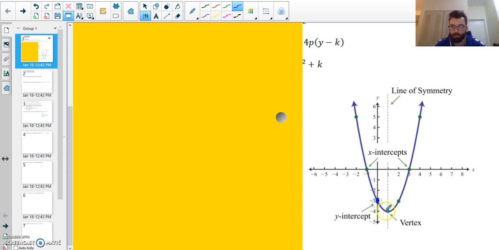This is my y-intercept. I went over one, up one to get here. I go over one, up one to get to the point on my right, and I go over two, one, two, three, up the same amount to get to this point as I do to get to that point.